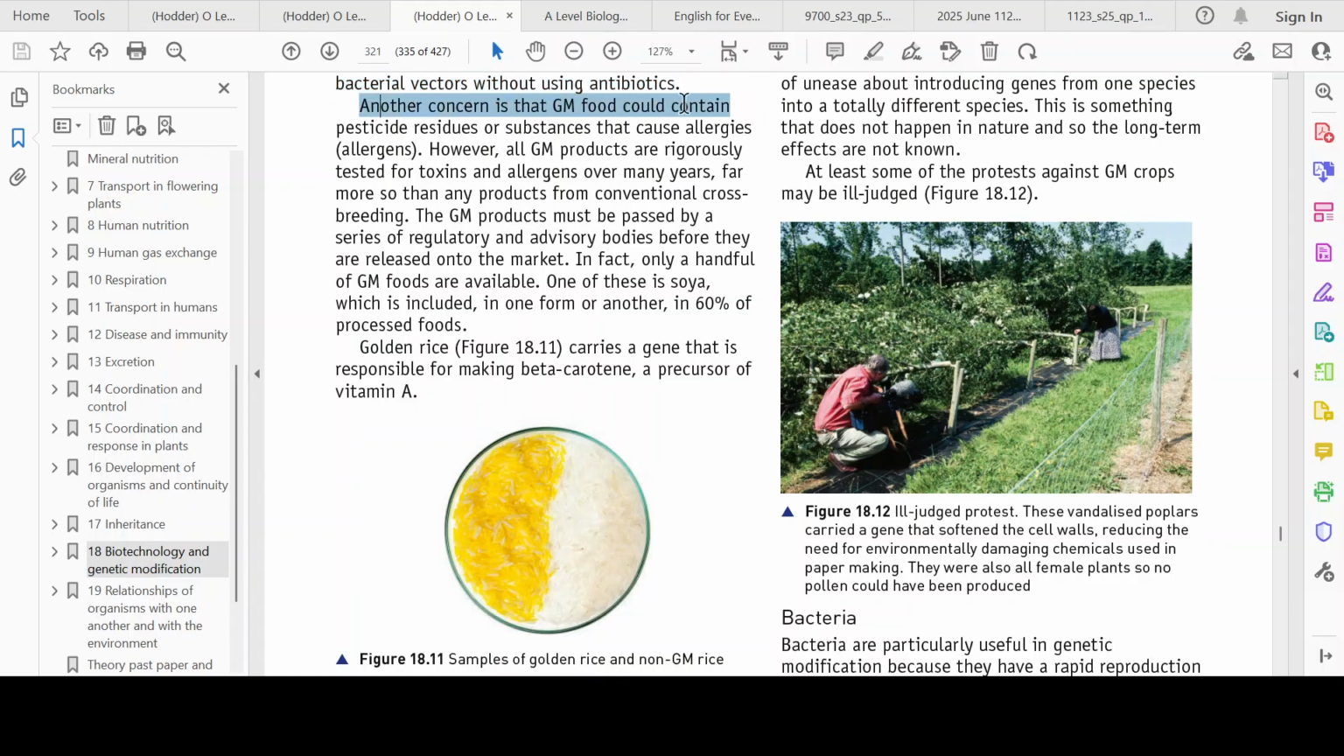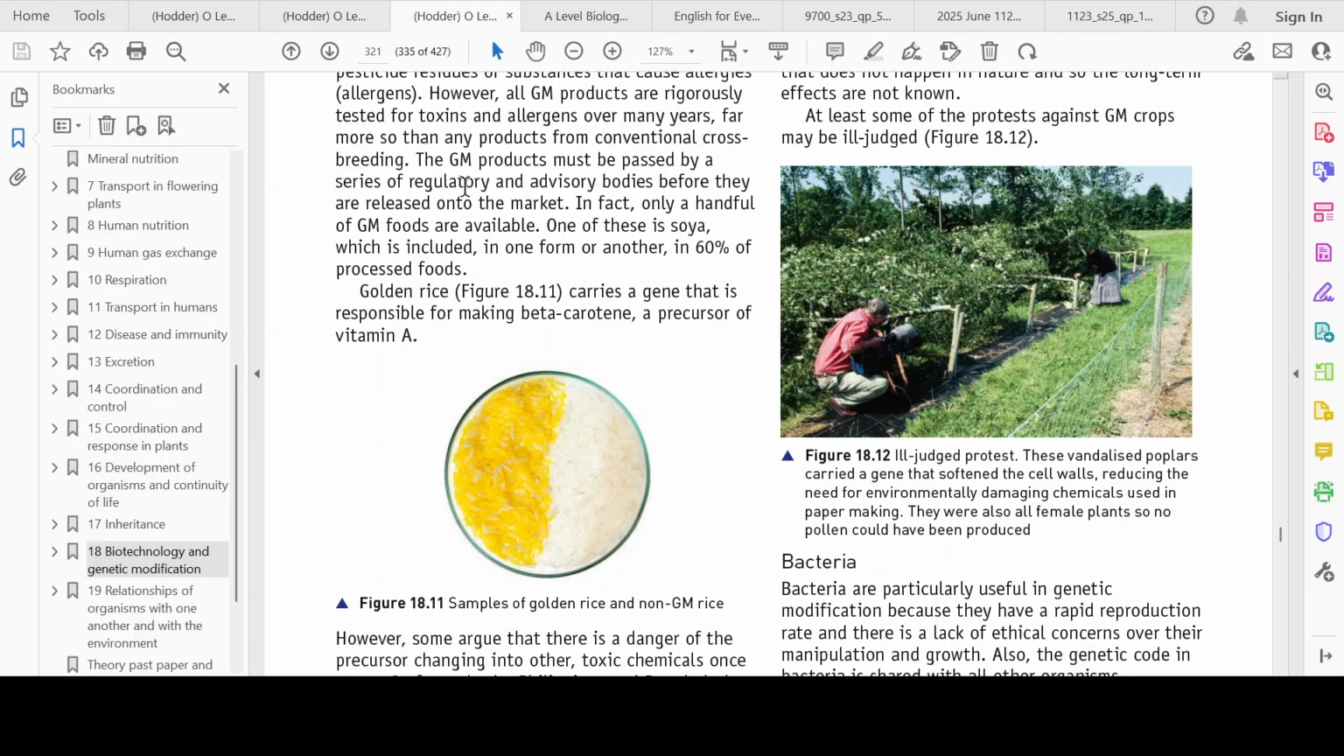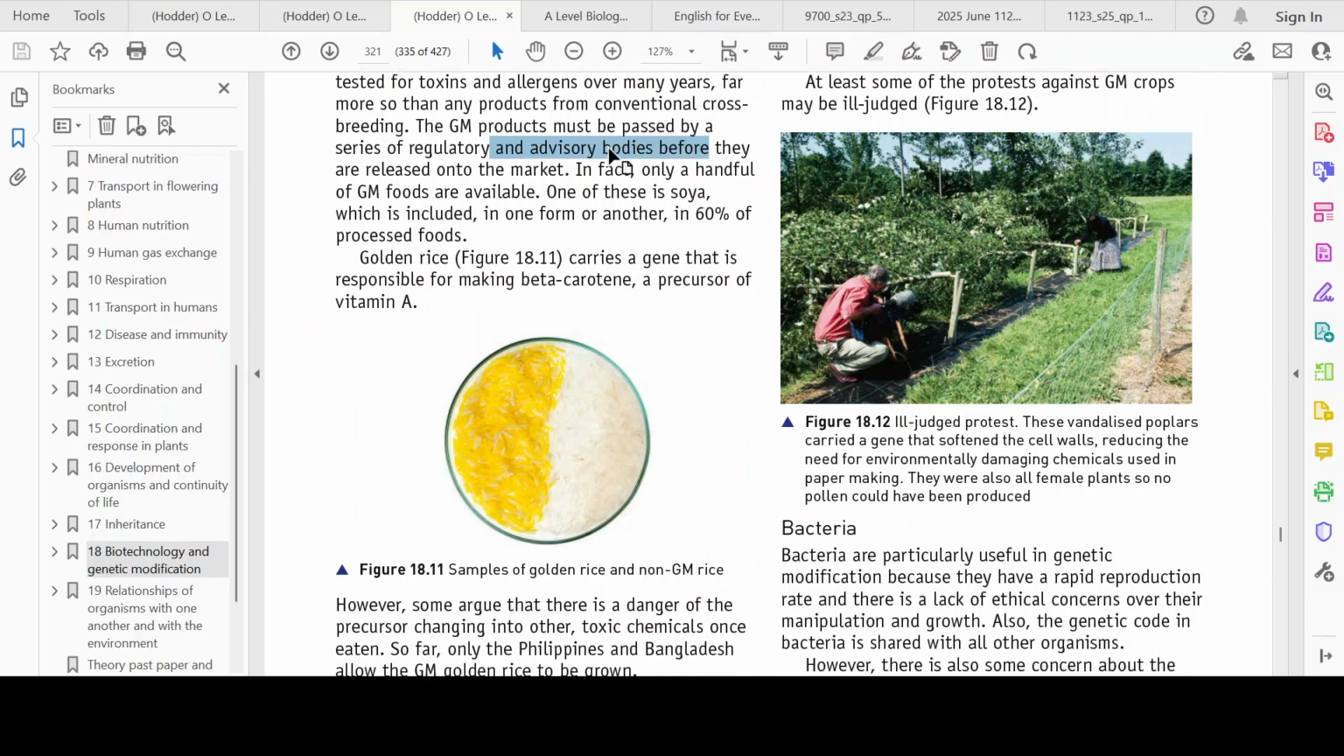Another concern is that GM food could contain pesticide residues or substances that cause allergies. This does happen, right? Even though they're saying that they're rigorously tested for toxins and all of that over many years, but it does happen. The GM products must be passed by a series of regulatory and advisory bodies, and we know how that works, right? How rigorous they really are.